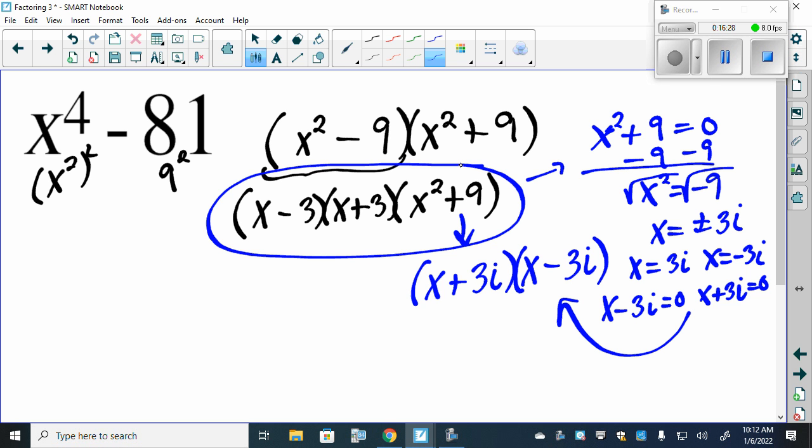The only reason they would expect it in plus or minus 3i is if on the ACT they give it in that form or ask you for all the roots, being more specific. But this is completely factored, at least for my sake, or what I care for. Any questions on this here? All right.